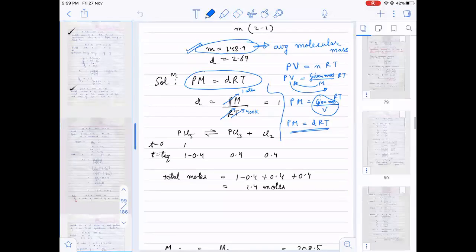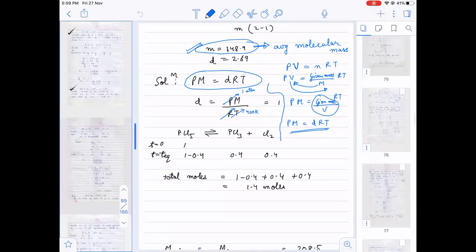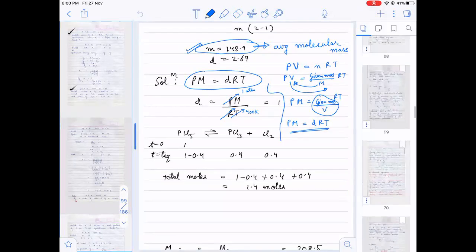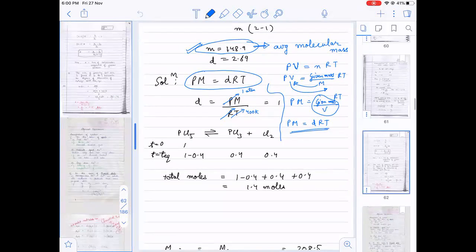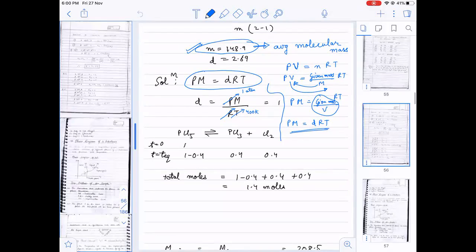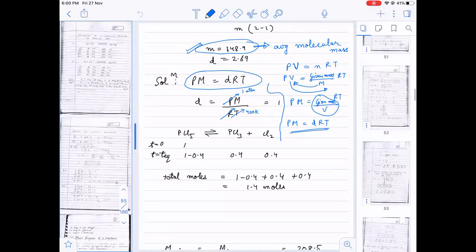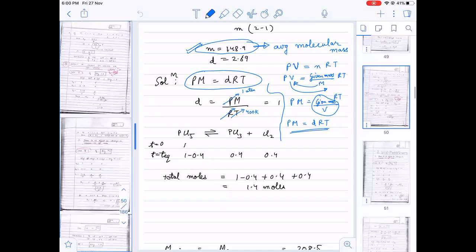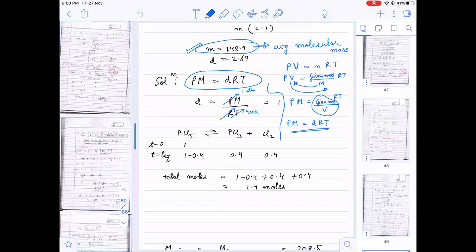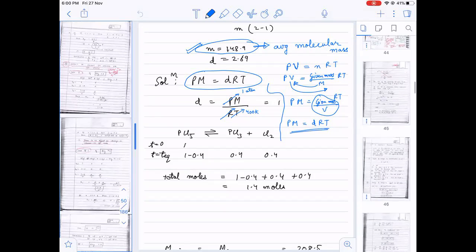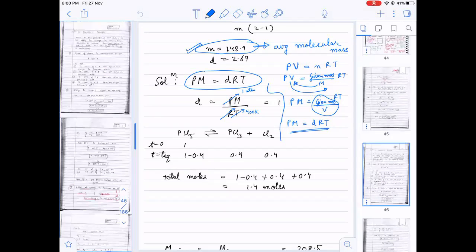But from that 2.69, what do we do? I just explained PM is equal to dRT. You have to calculate d by taking P, M, R, and T. Just check it out. No, I had a doubt. Yes, please. In the question, you have given 400 degrees Celsius. Yeah, it was a mistake. I corrected it. It was not degree Celsius, but Kelvin. Please check if density is coming out to be 2.69.